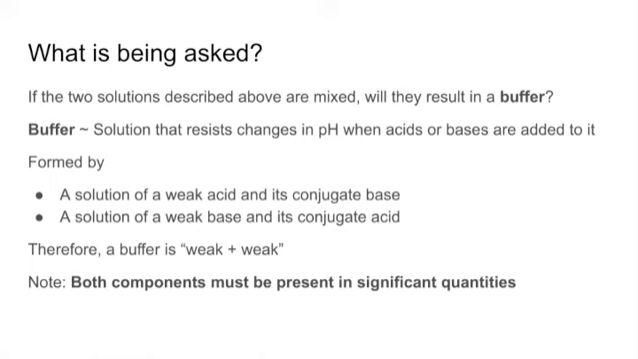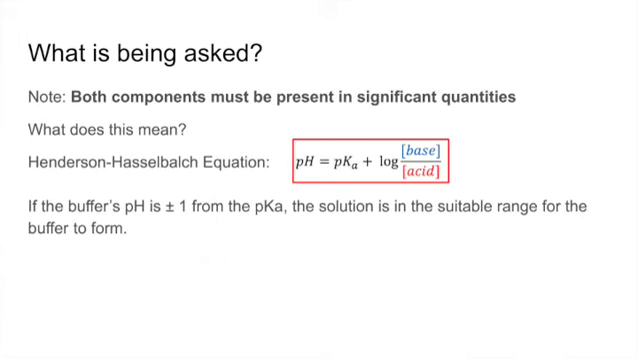However, we must note, both components must be present in significant quantities in order for a buffer to form. What does it mean for each component to be present in significant quantities? To understand this, we should look at the Henderson-Hasselbalch equation, particularly the second part of it, log of the concentration of the base over the acid concentration. If the buffer's pH is plus or minus 1 from the pKa, the solution is in the suitable range for the buffer to form. Therefore, the absolute value of this log component of the Henderson-Hasselbalch equation must be less than 1 in order for a buffer to be present.